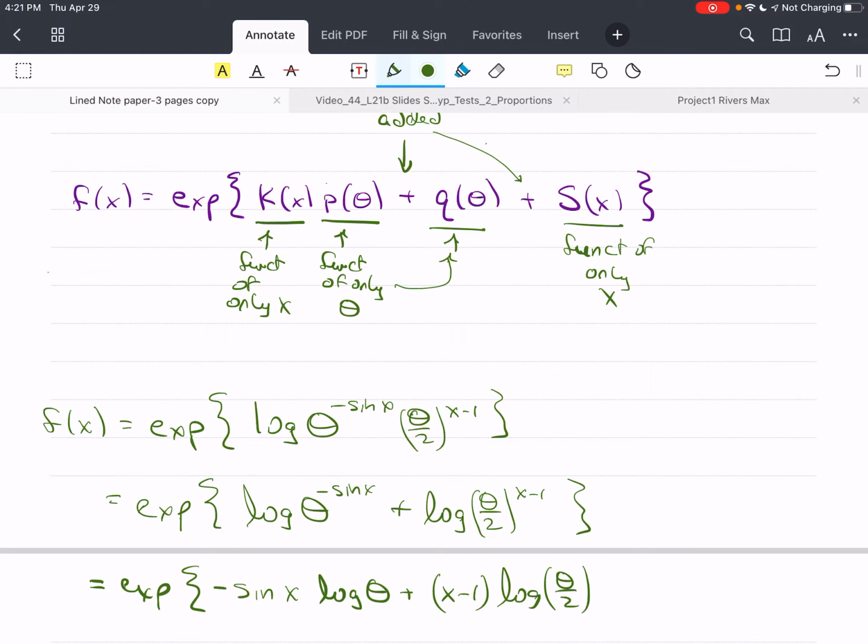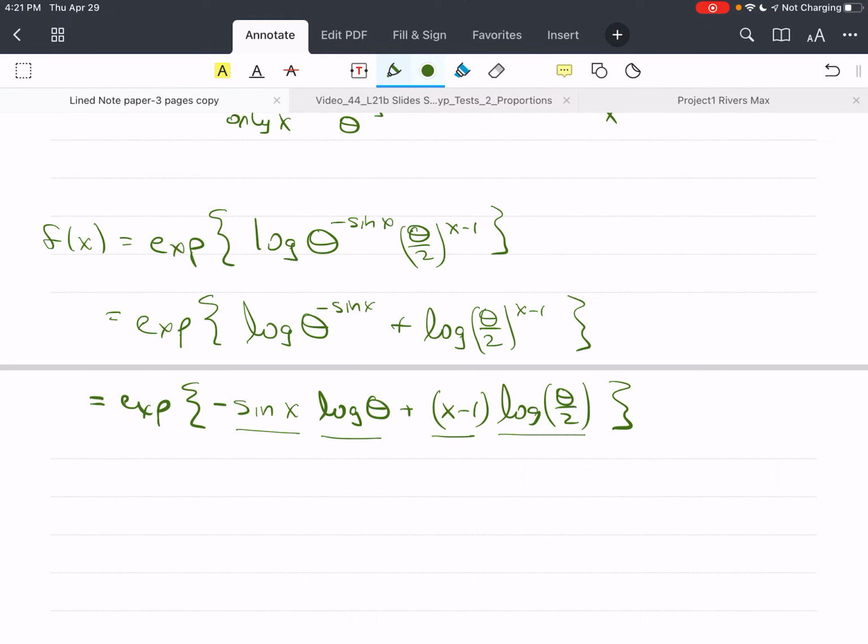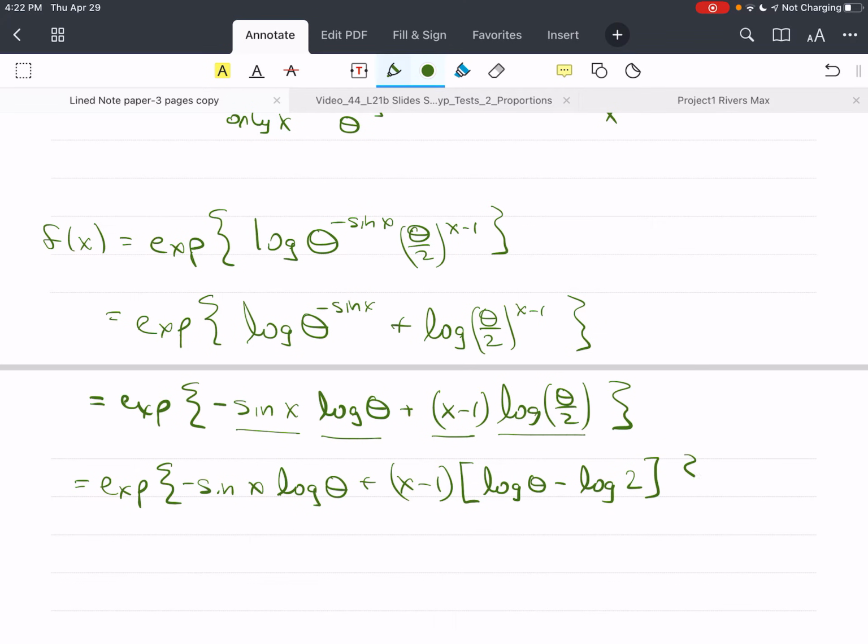Well, now I've got a function of x times a function of theta and a different function of x times a different function of theta. So I can't combine these. I need to keep going. I have theta divided by 2 in this log, so that means I can do a subtraction: exp of negative sine x log theta plus x minus 1, and then parentheses, it's times all of this, log theta minus log 2. And now I need to expand it.